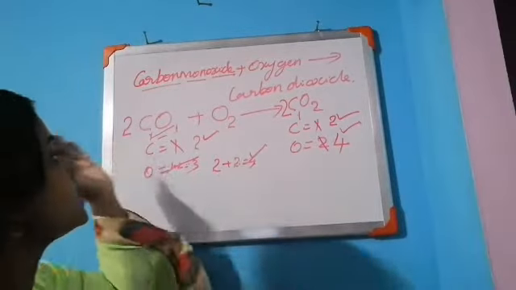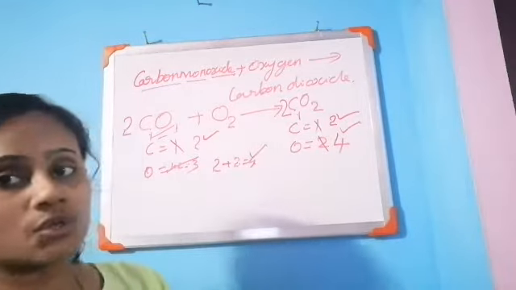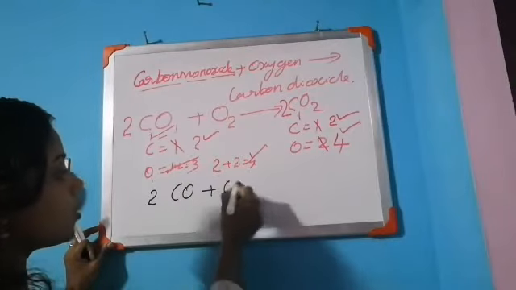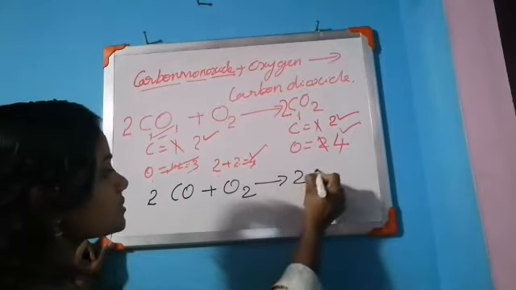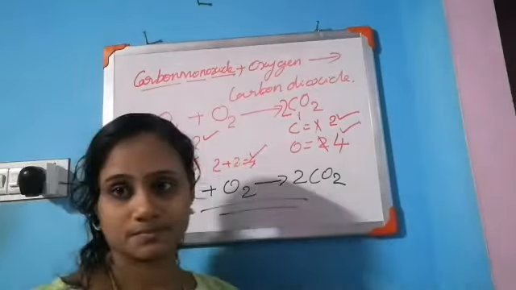So what is that? 2CO plus O2 gives 2CO2. What is the balanced equation? 2CO plus O2 gives 2CO2. This is the balanced equation.